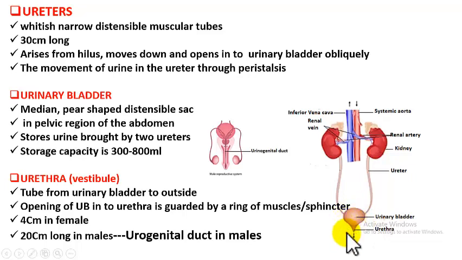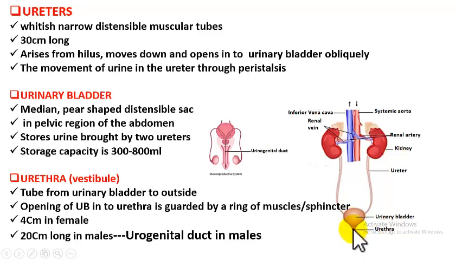At the junction of urinary bladder and urethra, that is at this region, there is a ring of muscles called sphincter. This sphincter is like a valve. When the muscles of this sphincter contract, the urinary bladder is closed. When they relax, the urinary bladder is open to outside. Understood? So this sphincter controls the exit of urine.